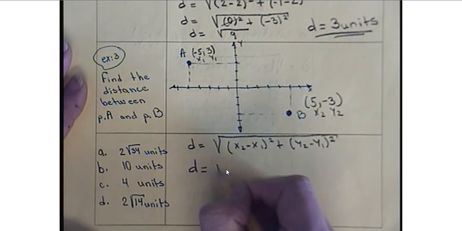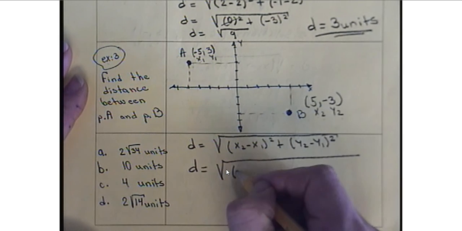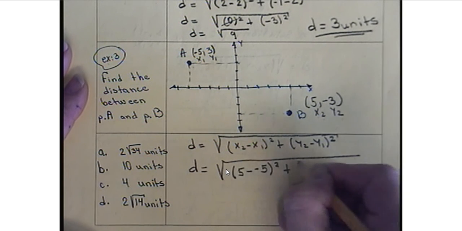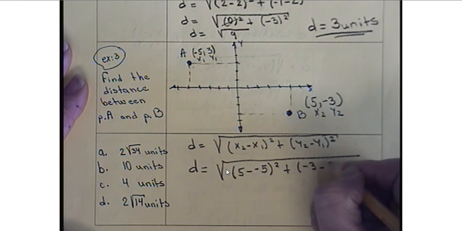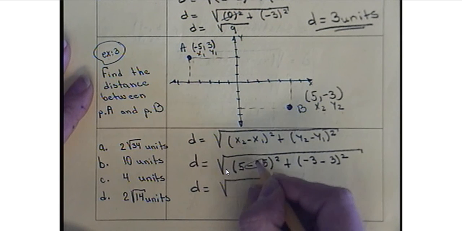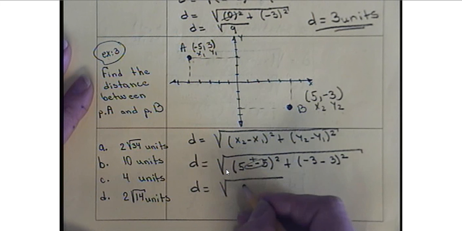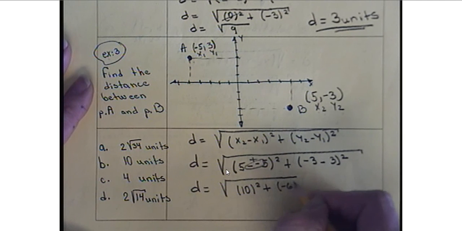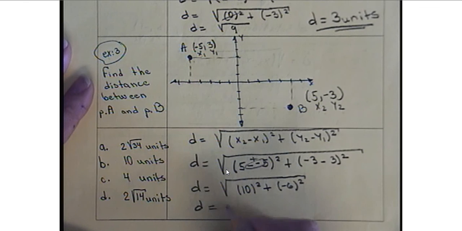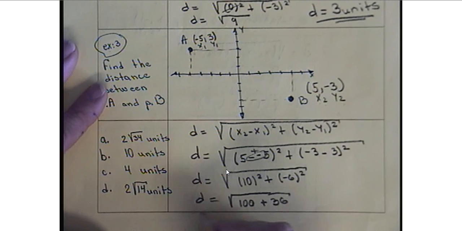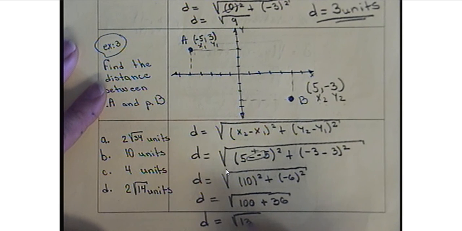D is equal to x2 is 5 minus negative 5 to the second plus y2 is negative 3 minus 3 to the second. Okay, so the distance will be, those two change to plus again, so 5 plus 5 will be 10. We're going to have 10 to the second power here, plus negative 3 minus 3 is negative 6 to the second. So the distance is 100 plus negative 6 to the second is 36. So the distance is square root of 136.